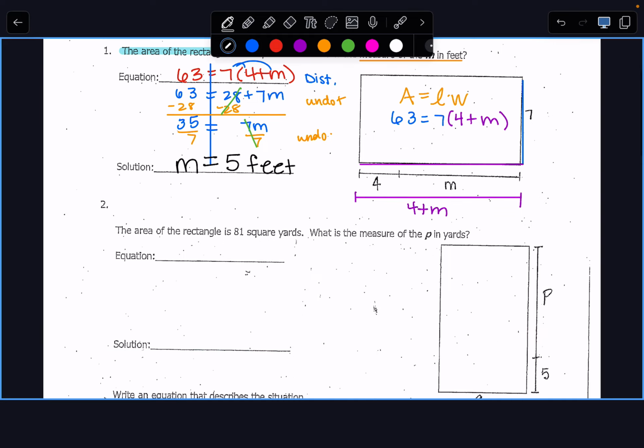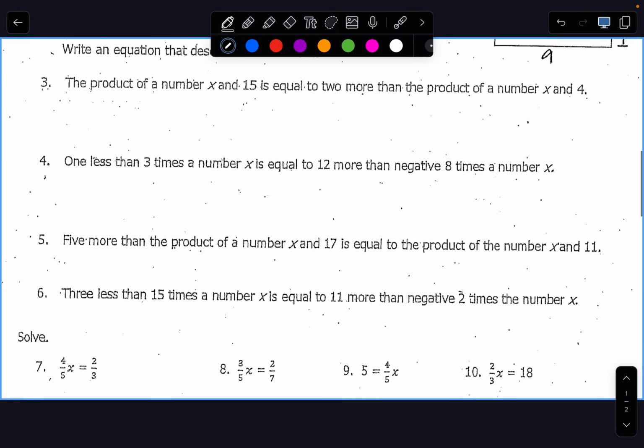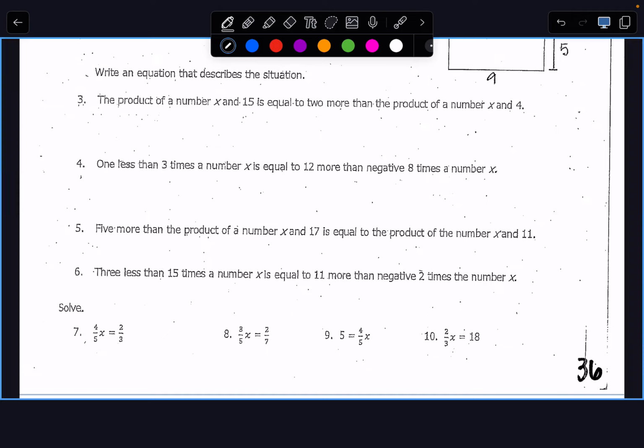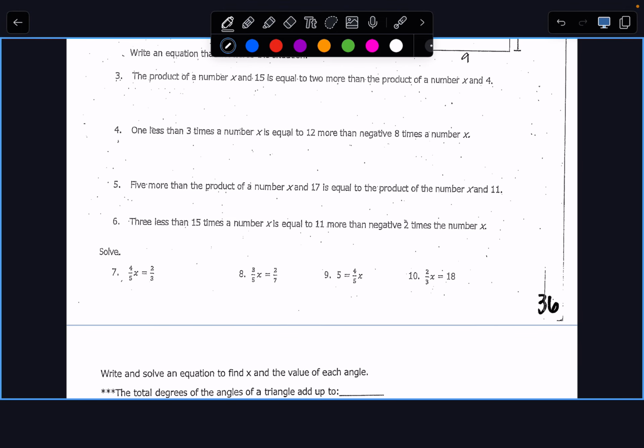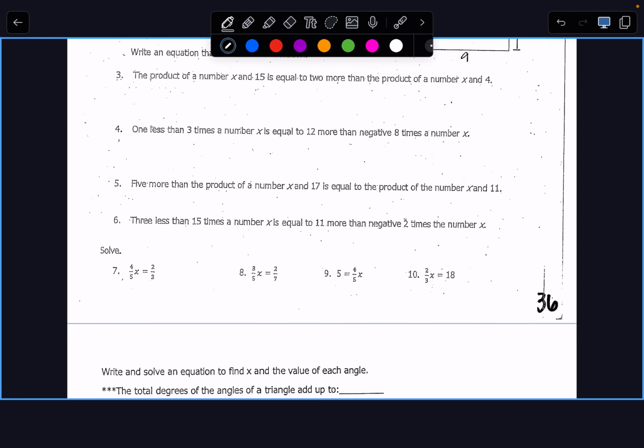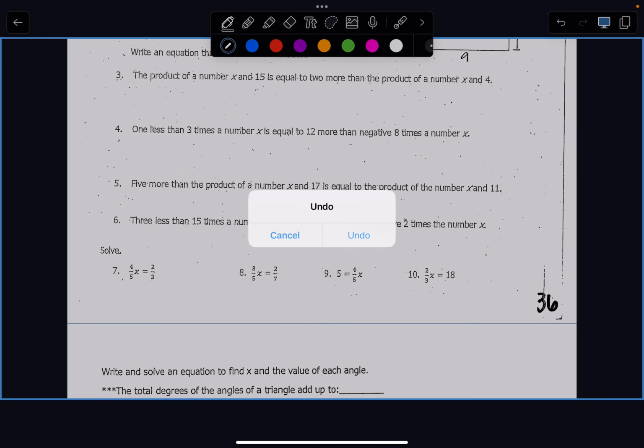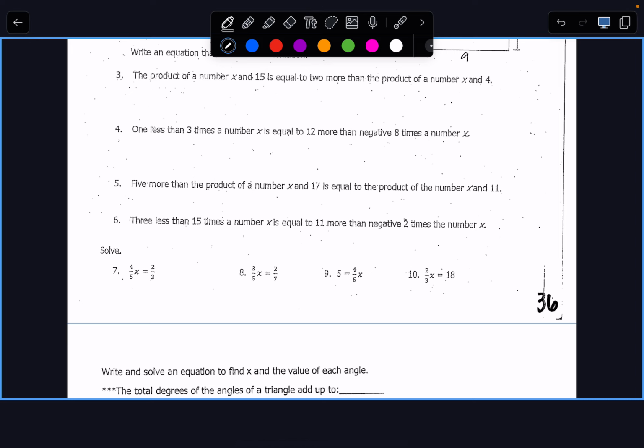We're going to skip 2, come back to it later. We're going to look at number 3. Okay, so we're going to go back to what we did at the very start of this unit. Reading a sentence and writing down what it means mathematically. So first, I want you to just read number 3. The product of a number x and 15 is equal to 2 more than the product of a number x and 4. Okay, there's a lot going on there.